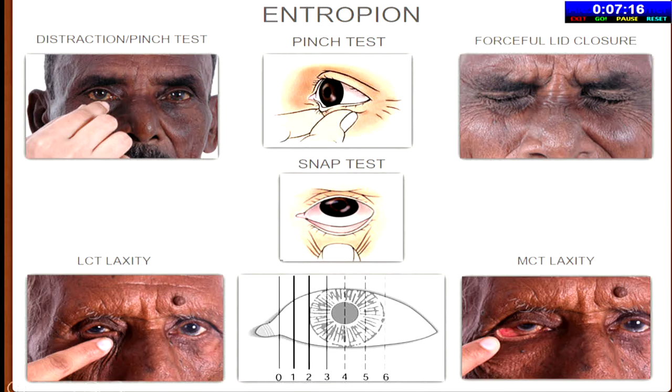And other laxities are lateral canthal tendon laxity, where you hold the lid like this and pull the lid laterally, and if the punctum moves more than 3 millimeters, then the lid is very lax. The normal resting position of the punctum is just lateral to the plica semilunaris. And then the medial canthal tendon laxity, and also the lateral canthal tendon laxity.